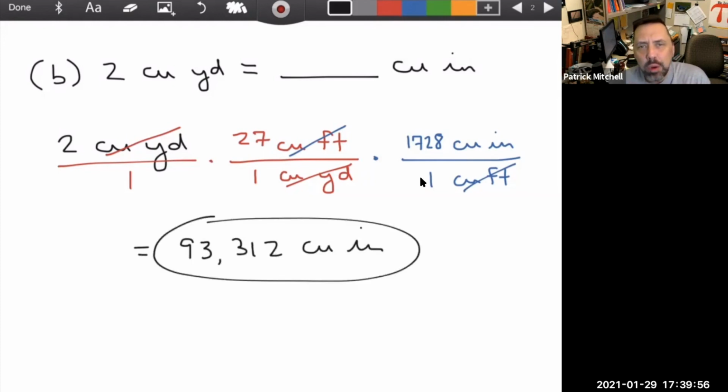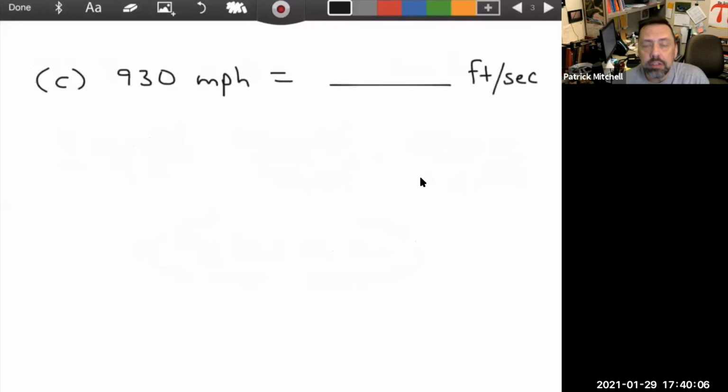All right, so hopefully this is starting to make sense. We have one more example. This is about as complicated as they'll ever get in here. And in this example, we're converting 930 miles per hour into feet per second. So some of these conversion factors are not on the last slide. Hopefully some of these you know.